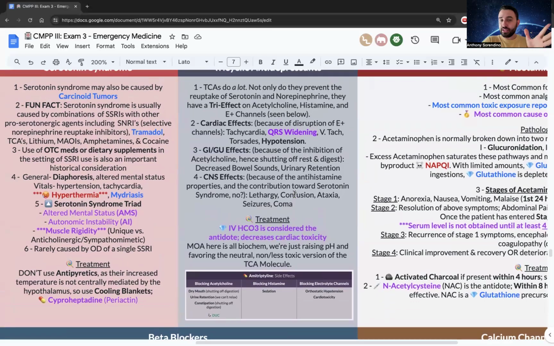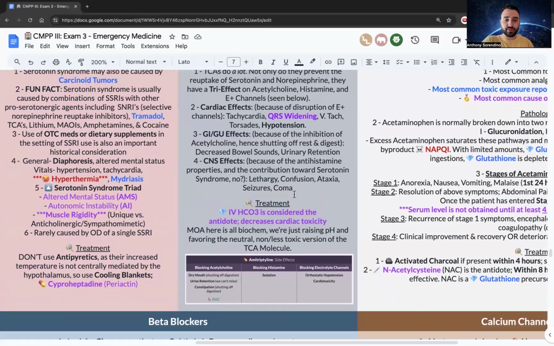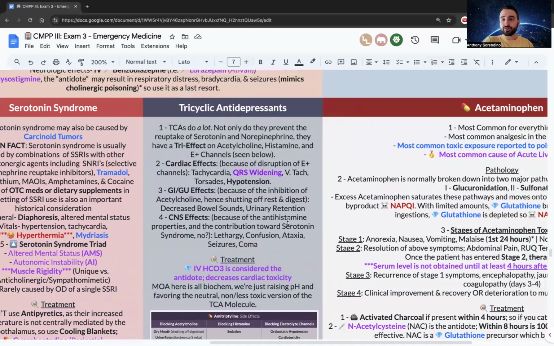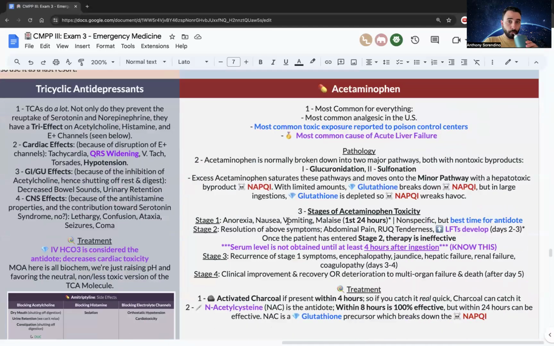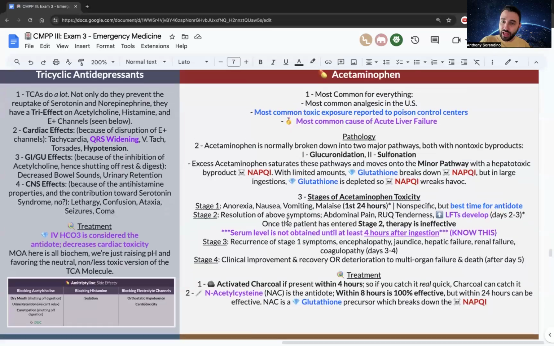GI, we talked about CNS, you got a bunch of non-specific stuff. But bicarb, knowing bicarb for tricyclic, I think is huge. Tylenol, the big one. Pathology here. There's normally two pathways, glucuronidation and sulfonation. I don't think that part's important.